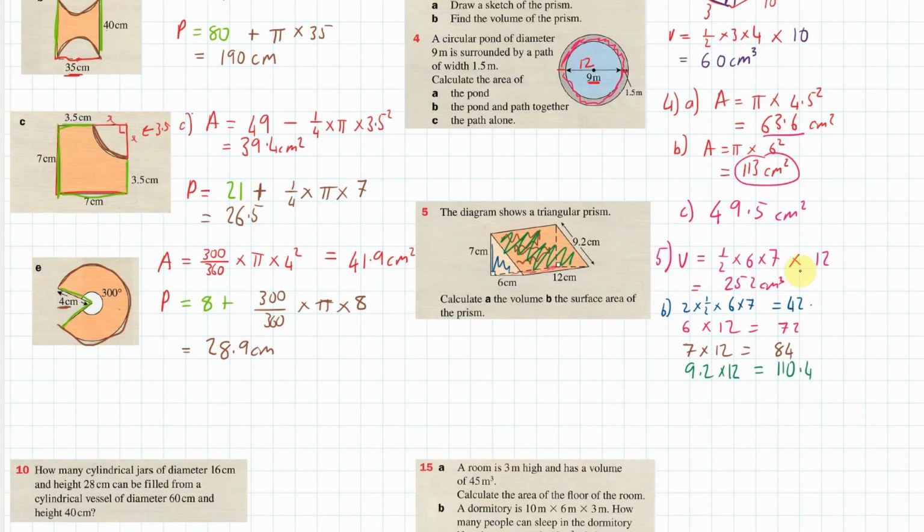And then to find the total, we've just got to add them all up for the total surface area. SA should be equal to, add all of these ones up. What does that give us? 42 plus 72 plus 84 plus 110.4, which is 308.4 centimeters squared.